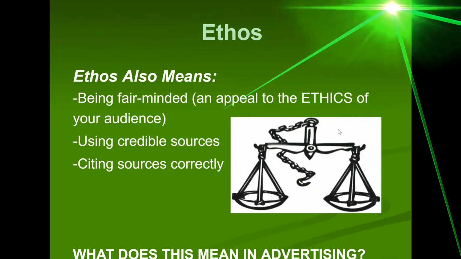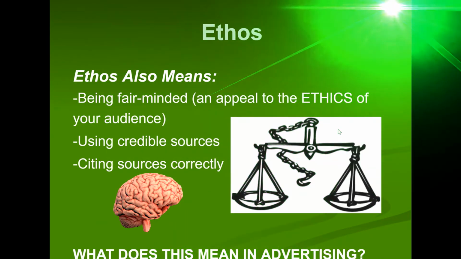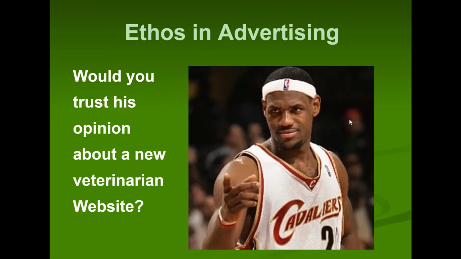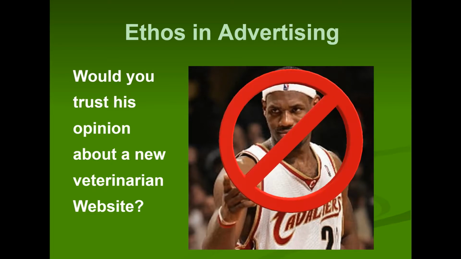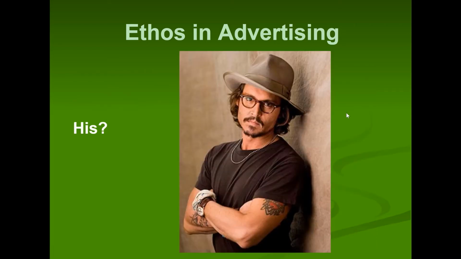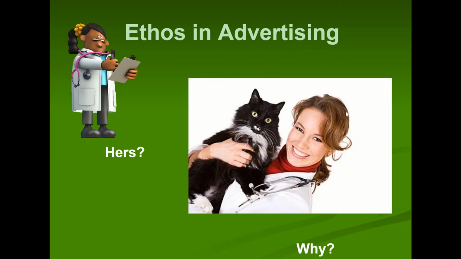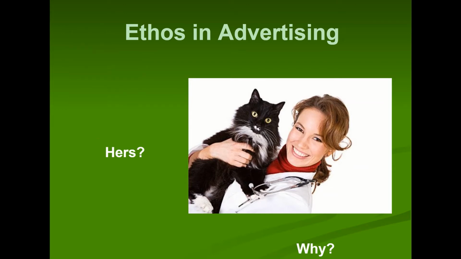We can break down ethos again. It's being fair-minded, using credible sources and citing sources correctly. So what does it mean in advertising? I'm hoping you're going to be able to answer that after you watch. Would you want LeBron to give you an opinion on a veterinarian website? Maybe, but I doubt it. Or Johnny Depp? No. But probably her, because you see that she has a stethoscope and she is with a cat, which is an animal. So our mind reasons with us to say that ethos is probably the best way to use this commercial using her.